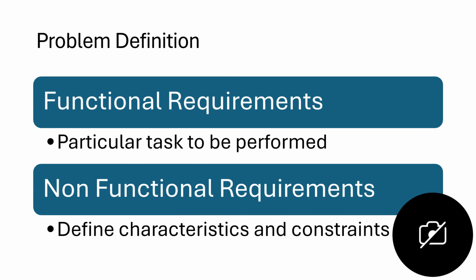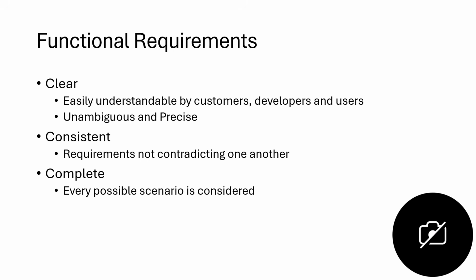The primary requirement is the functional requirements. The secondary requirement is, say, the non-functional requirements. So we will concentrate on the functional requirements. The functional requirements should be clear, that is, clearly understandable.